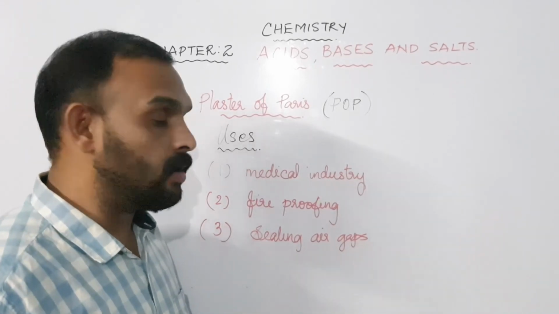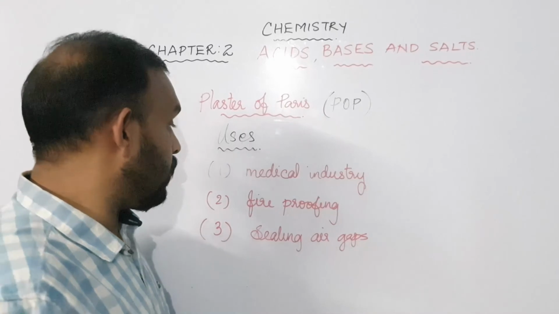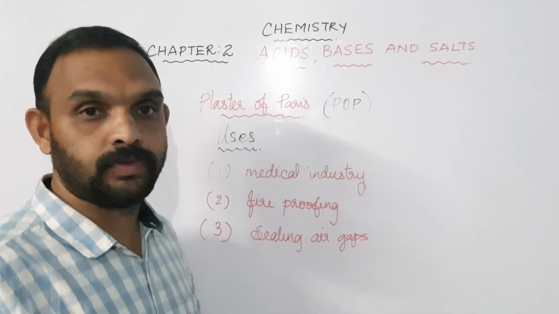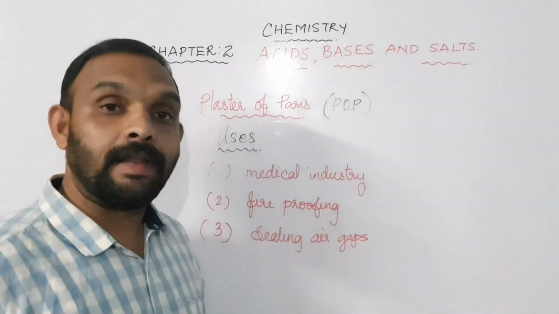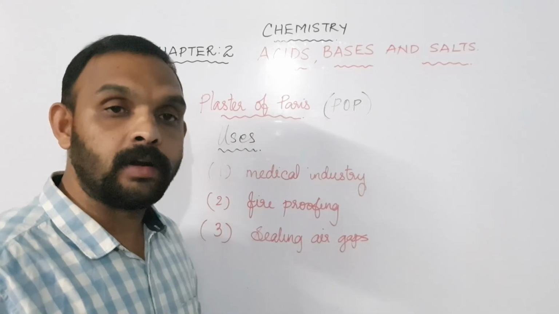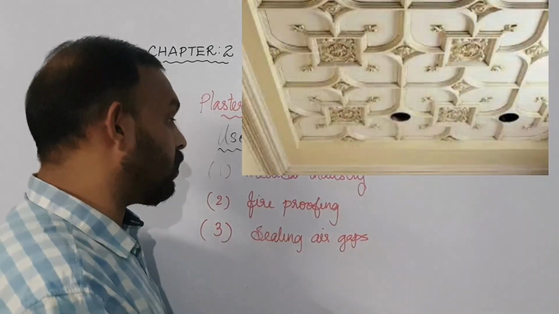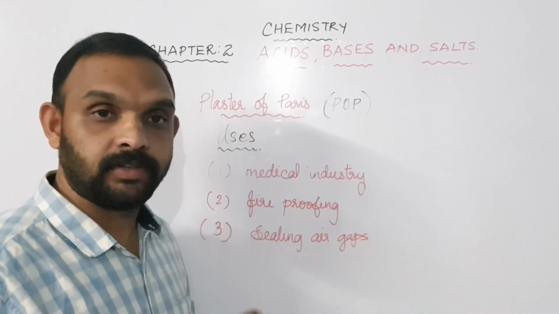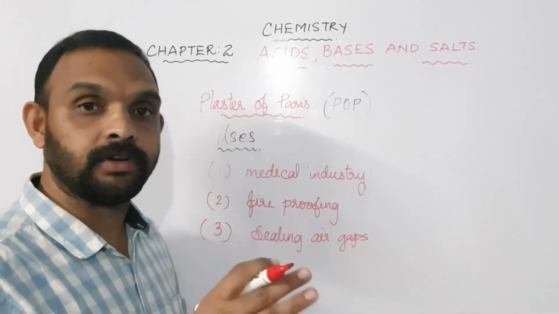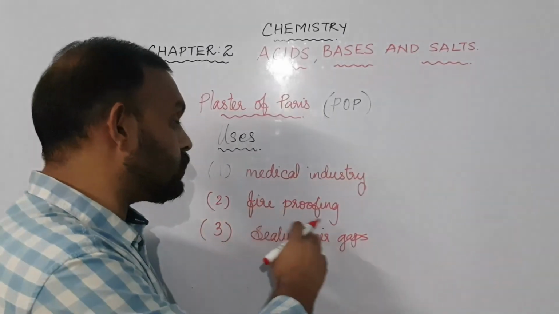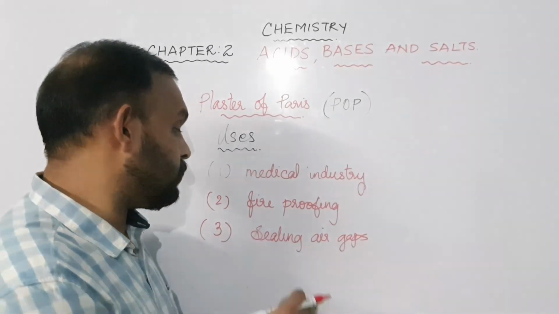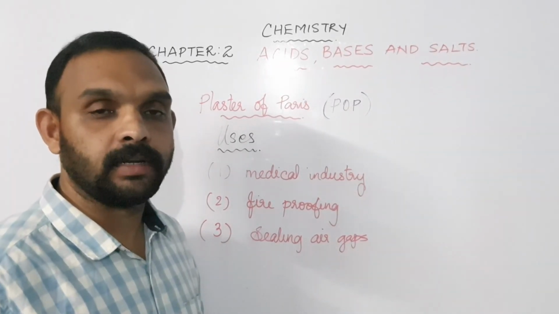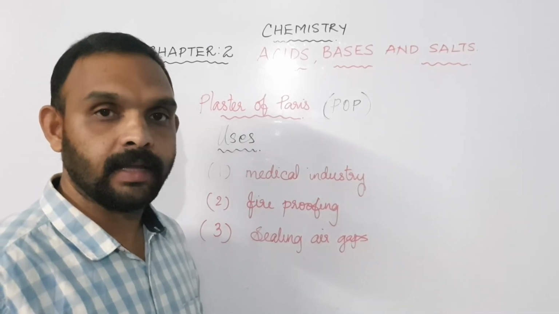Let us see once more. First one, it is used in making molds for toys. It is used for making statues, and it is used for decorative purposes in walls, ceilings, etc. Another important use is in the medical industry for making plasters, which are used for setting fractured bones in the correct position, and it is used as a fireproofing material, and it is used for sealing air gaps in apparatus in the chemistry laboratory. Clear, my dear students?